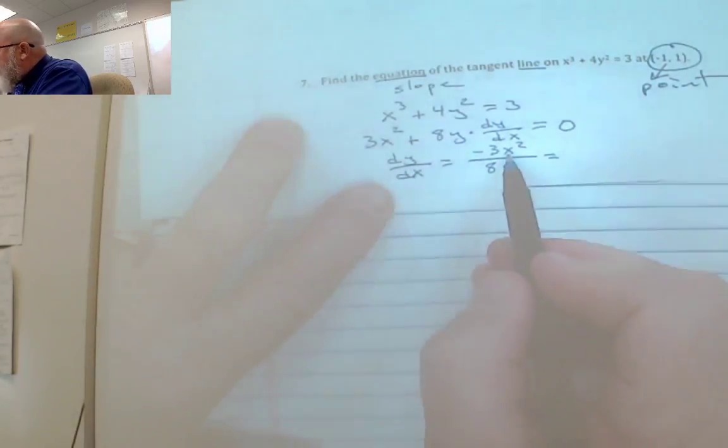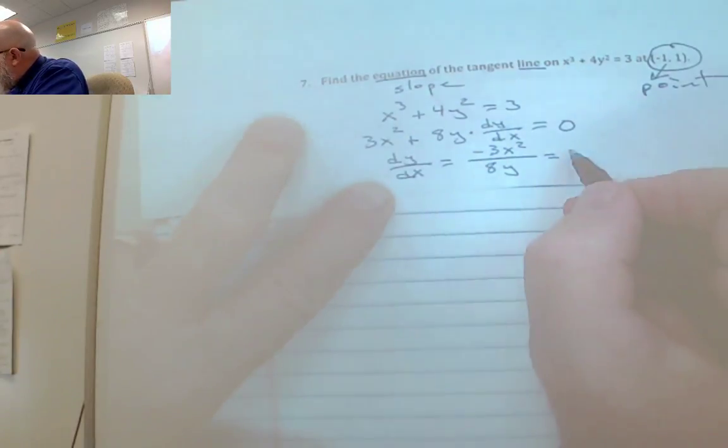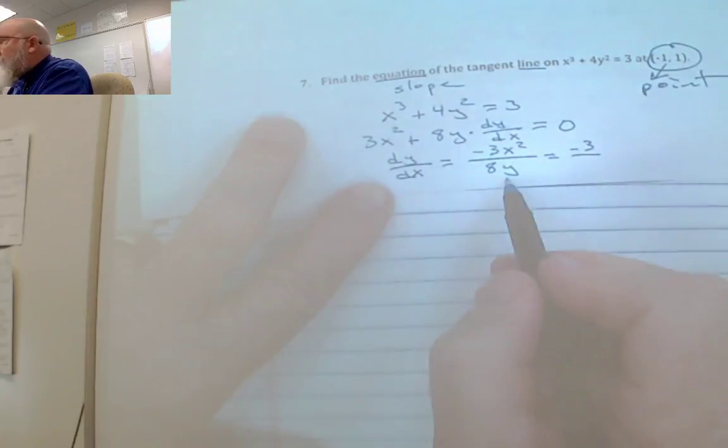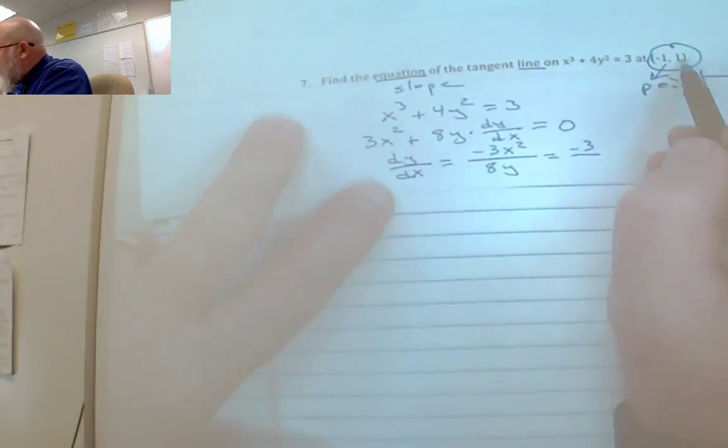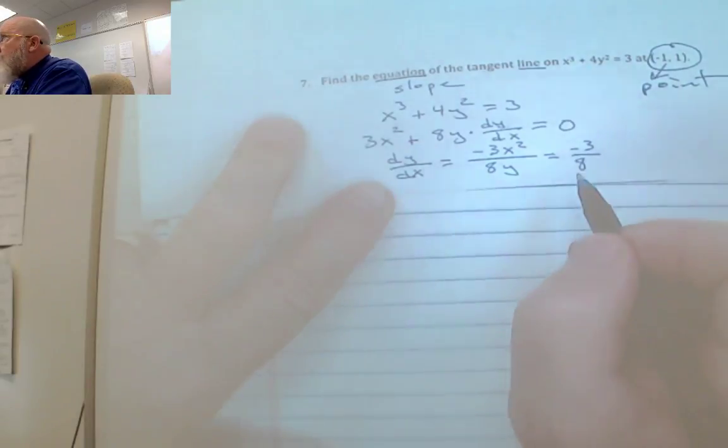Okay? So now I'm going to figure out the slope of my tangent line. What am I plugging in for x? And you're going to square it. And then you're going to multiply by a negative 3. What are you going to get? Beautiful. Then you're going to come down here and you're going to plug in what? 4. Because that's your y value, isn't it? And you're going to get what? 8. There's the slope of your tangent line.